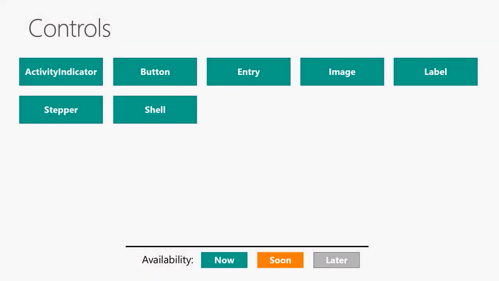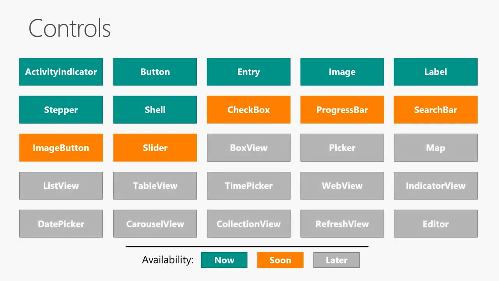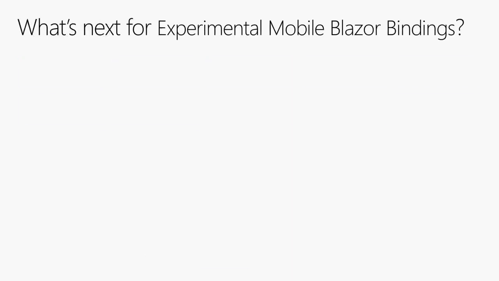As far as where we are in this, it's early stages, but we have several components that are already available for use. This is not a complete list by any means, but you have things like activity indicator, which is a little spinny circle, the shell component, buttons. We have a few more components that we'll hopefully get out very soon. And then there's a whole bunch more components that we need to add support for. So expect all of these eventually to be available.